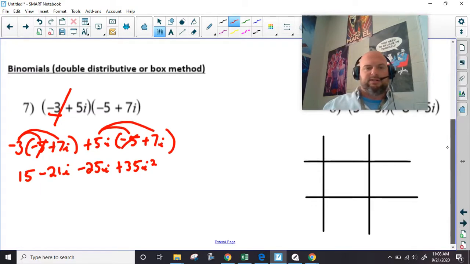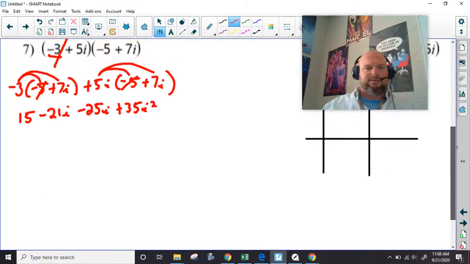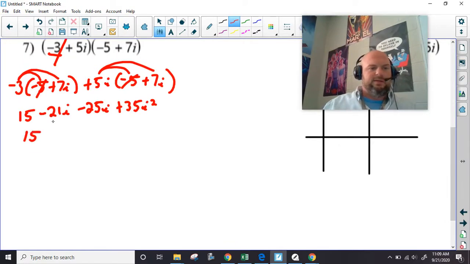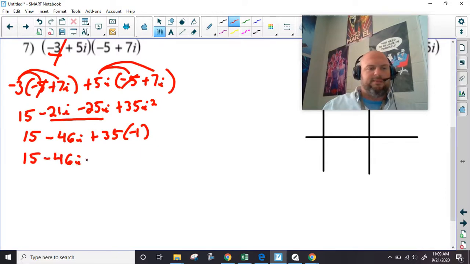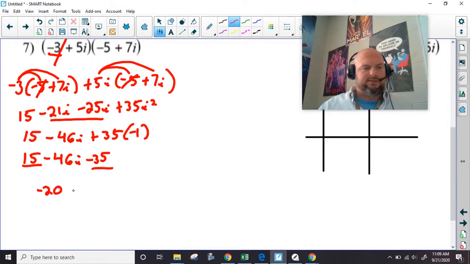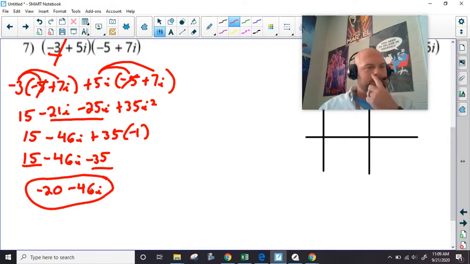All right, so let's start cleaning this up just a little bit. We can combine these two because they're like terms. All right, so this gives us -46i. And this is 35i squared. Now, i squared is -1. So this is 15 minus 46i minus 35. So we can only combine these two. So this is going to give us -20, which goes first, and then minus 46i. All right, not too awful bad.